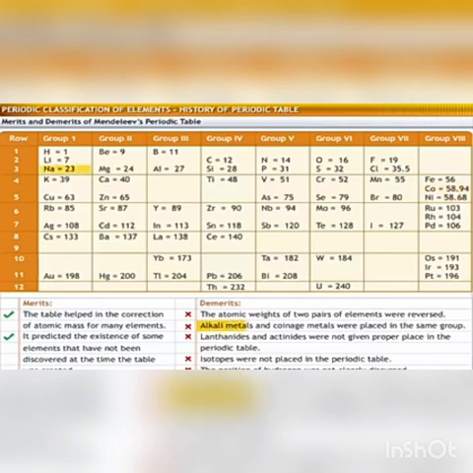Alkali metals such as sodium and potassium, and coinage metals such as copper, silver, and gold were placed in the same group, even though their properties are significantly different. Lanthanides and actinides were not given proper place in the periodic table. Isotopes did not find a place in the periodic table. The table did not clearly indicate the position of hydrogen.